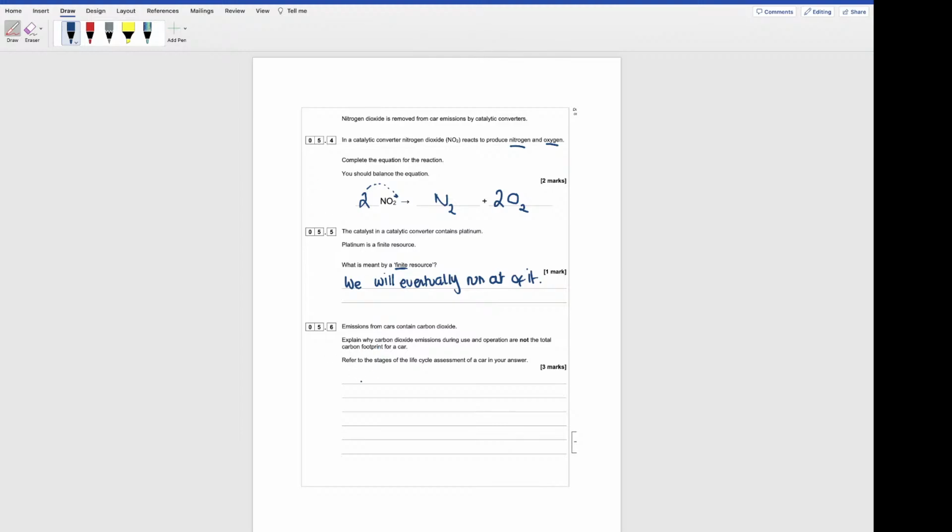So we need to say manufacturing the car also produced CO2. And also, actually, what we haven't touched upon, what about getting rid of it? When people are fed up with the cars and want them crushed or changed and recycled, that's going to produce some CO2 as well. So let's say getting rid of, and then also transportation.